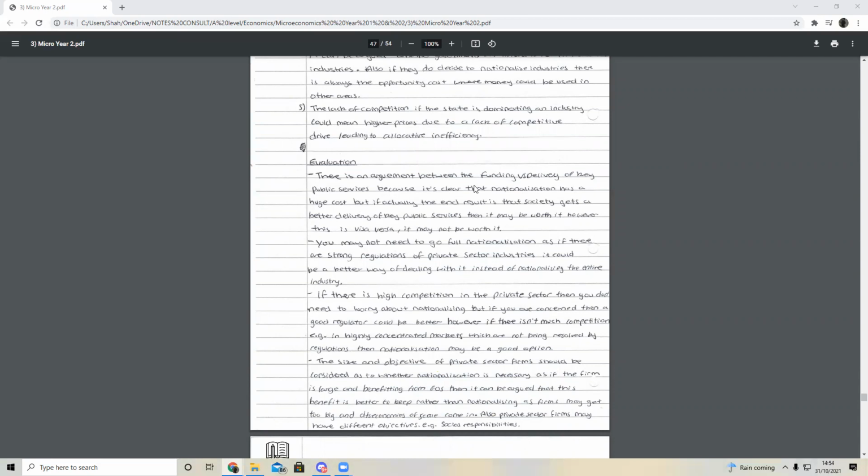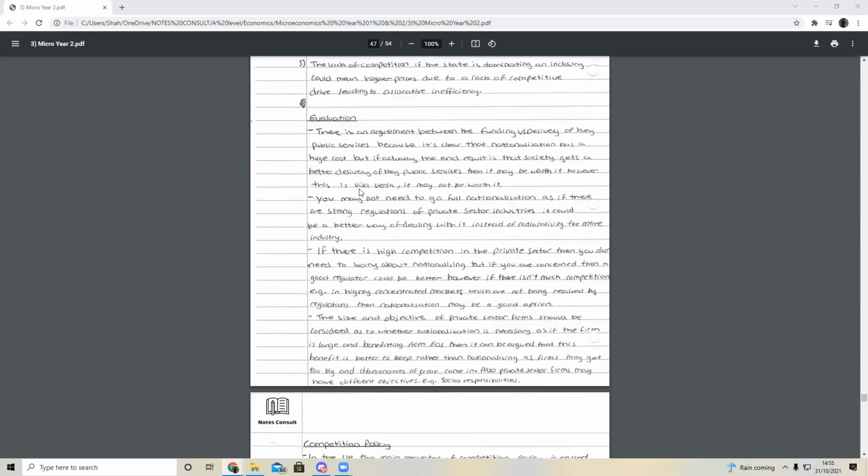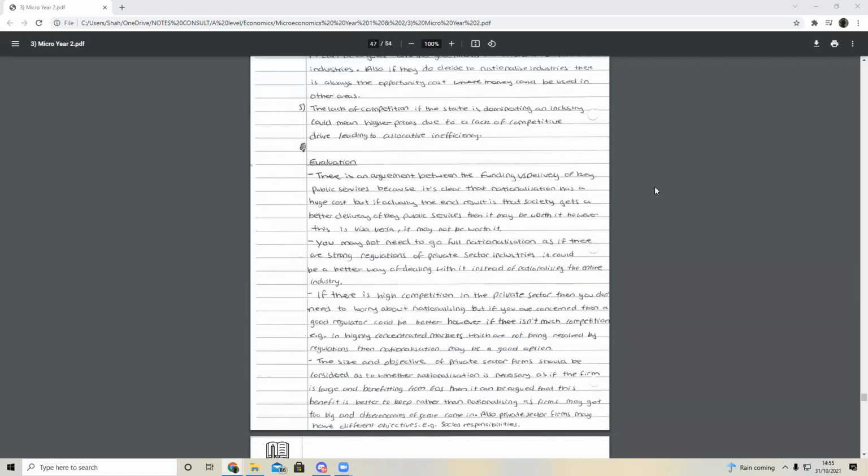There's an argument between funding versus delivery of key public services. It's clear that nationalization has huge costs, but if the end result is that society gets better delivery of key public services, then it may be worth it. However, this is vice versa. It may not be worth it. So if the government's objective is actually achieved, then it should be worth it.